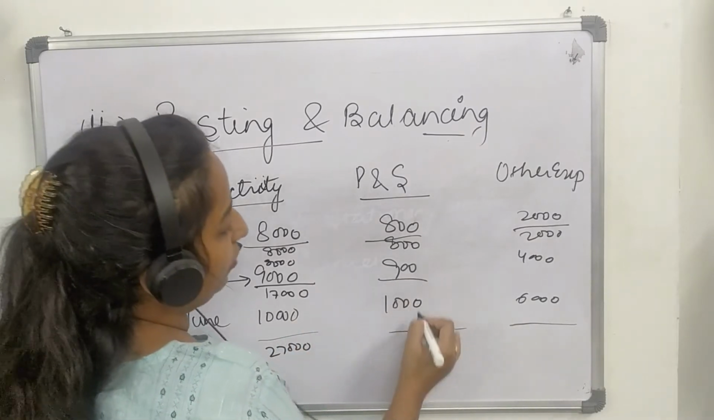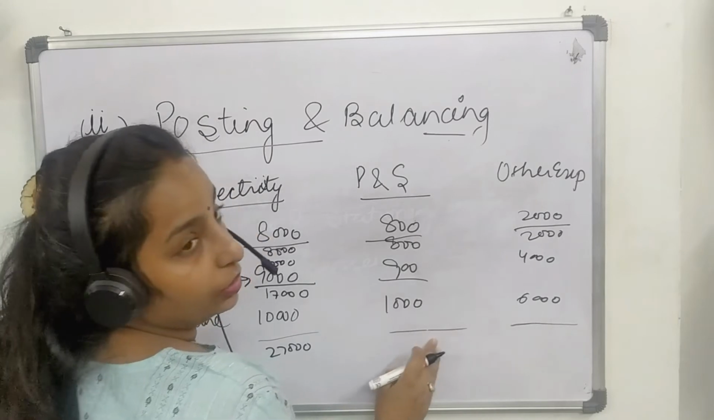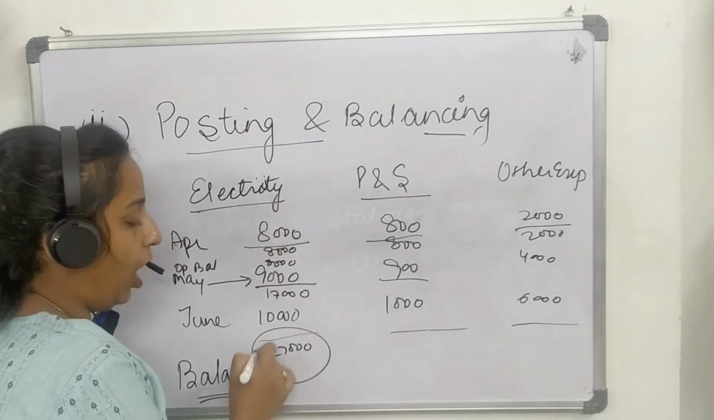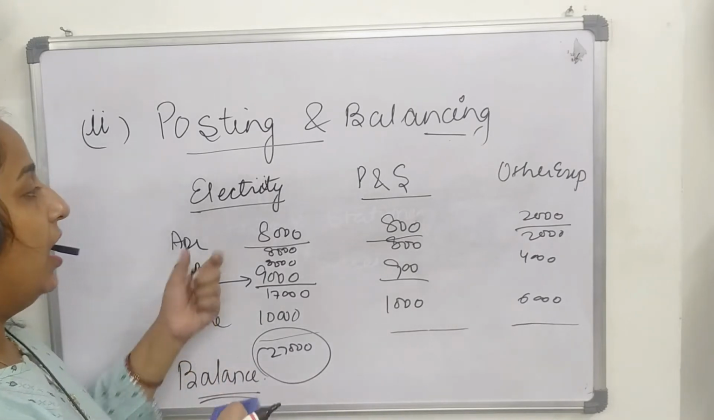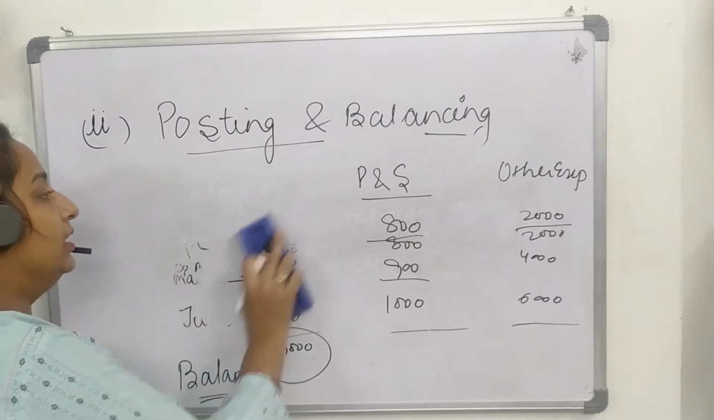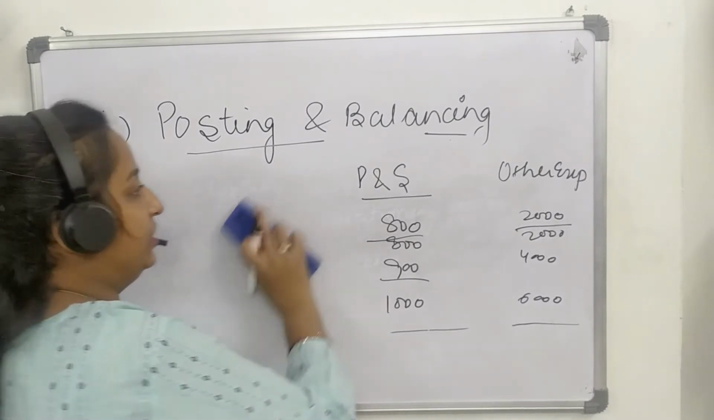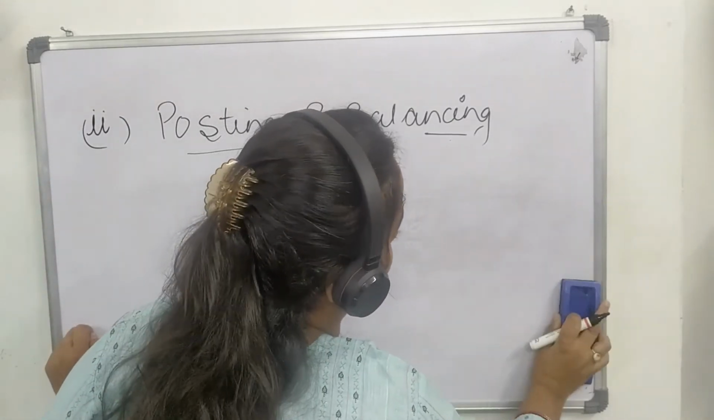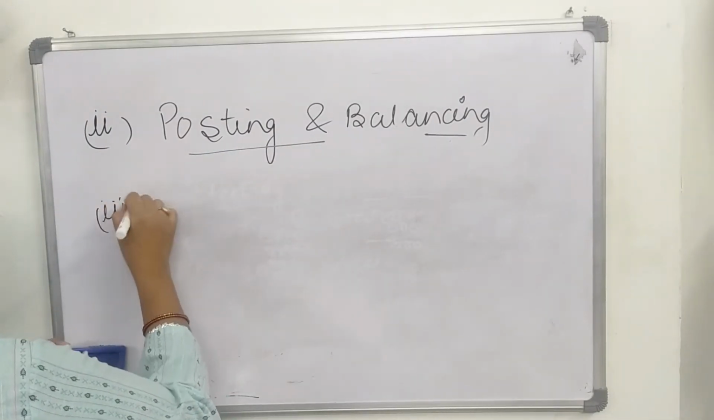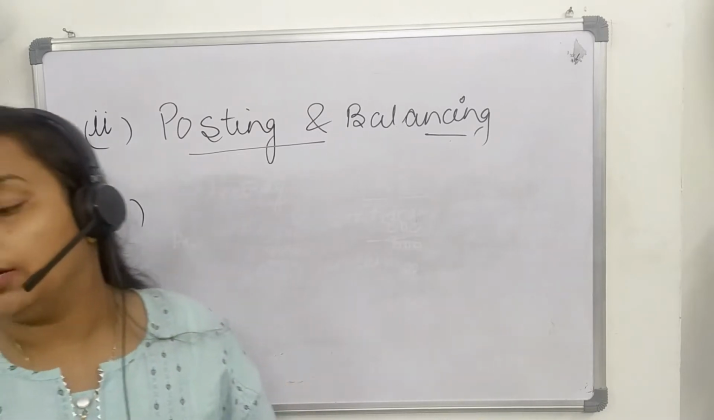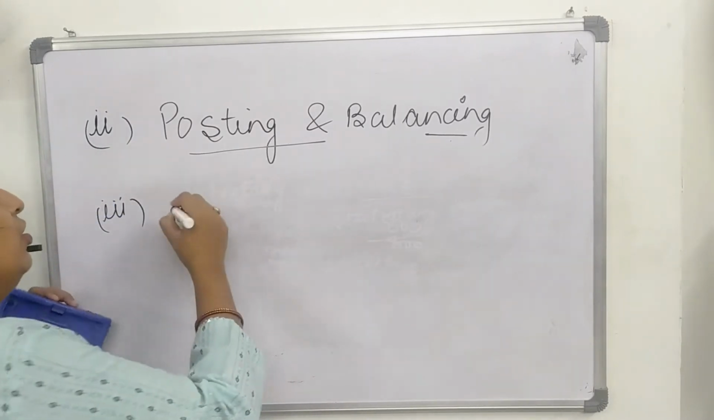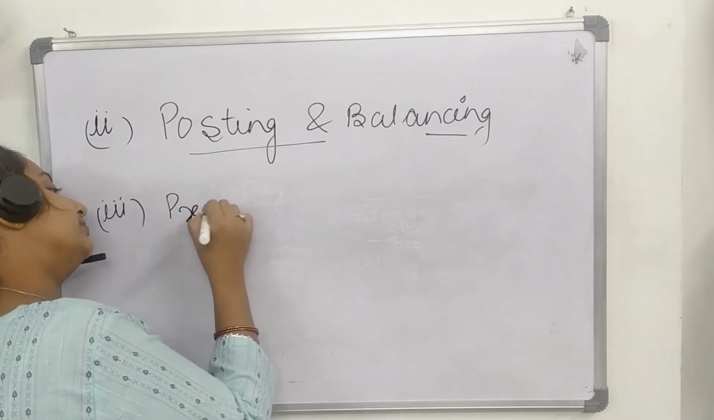In this manner only, the cumulative total will be done for the whole year, and we will come to know how much expense was made under a specific ledger for the whole year. This is called ledger posting and balancing. Now, we have the third point after posting and balancing, the preparation of trial balance.